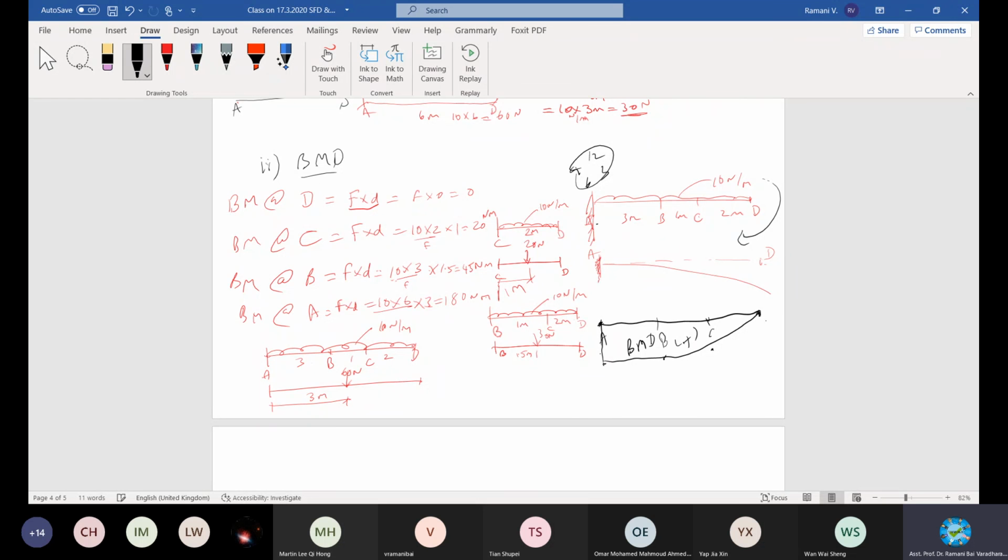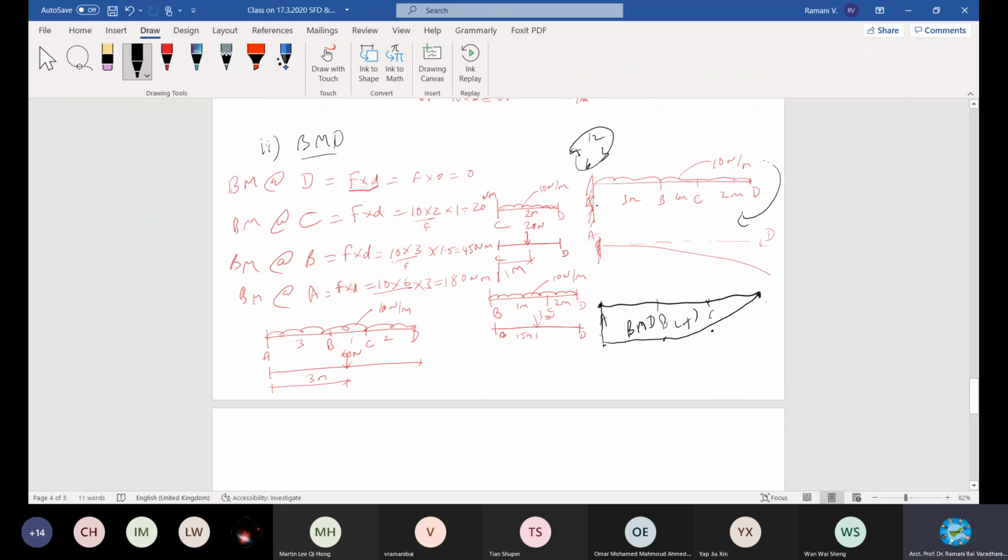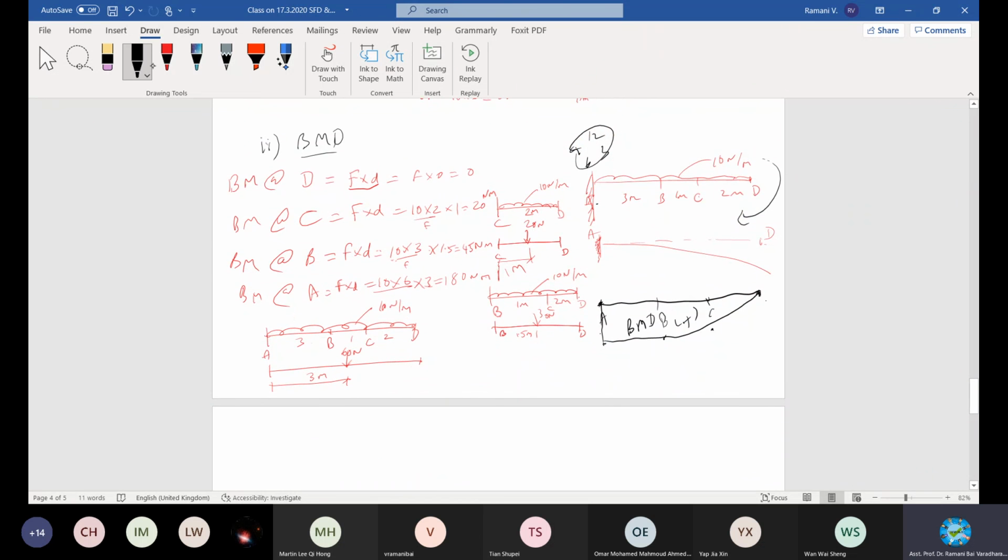Positive, right? Positive hogging, sagging moment. Okay. So if you want, you can write the values here and there. It is 180 positive, but because of the fixed end, it will reach another 180 here. So 180 minus 180 will be 0 here. I cannot write clearly. I will write clearly and send it to you. You can follow later. Okay.